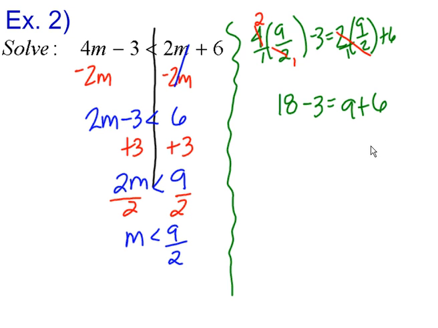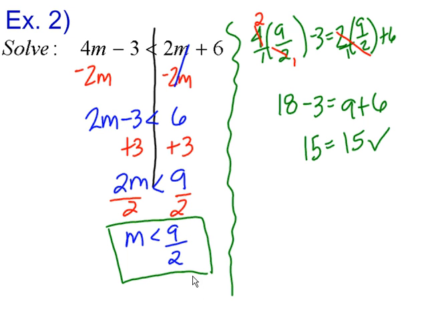Now it's not so bad, is it? So 18 minus 3 is 15, and 9 plus 6 is 15. So since both sides are equal, we know that m is less than 9 over 2. We're going to try one more on the front, and then we're going to write some things down on the back side.